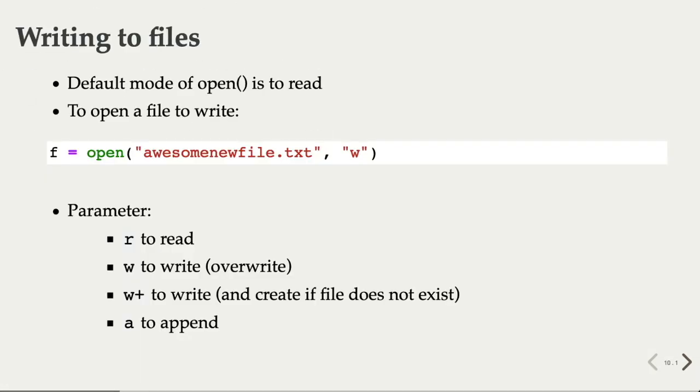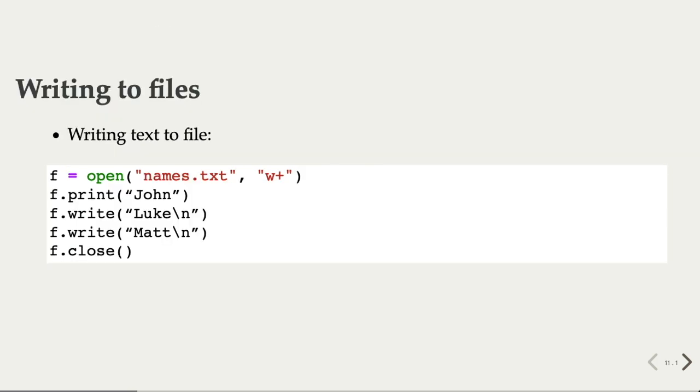With the option w, you can open a file to write. All existing content in the file will be overwritten. If you only want to add new lines to the existing content, use option a to append. w+ creates a file if it does not exist yet. r is the default option to read from a file. It is a good practice to close the file in the end with the close method.